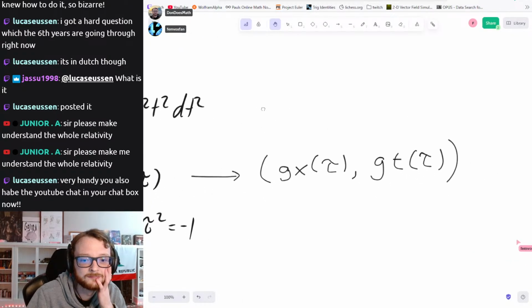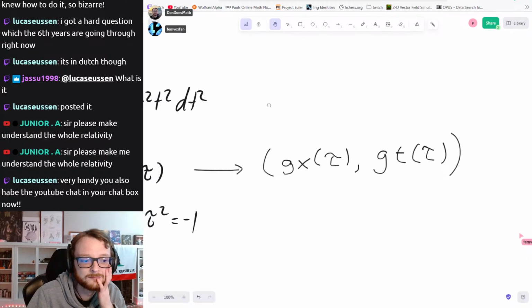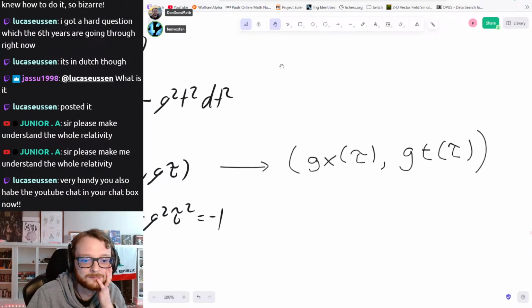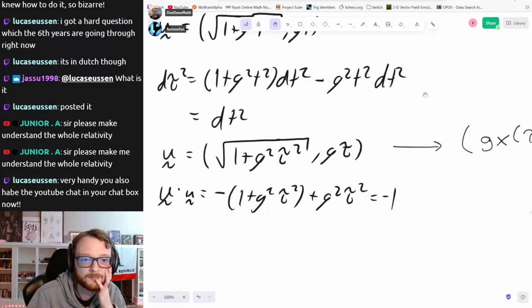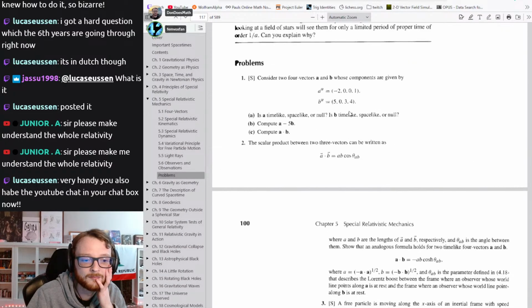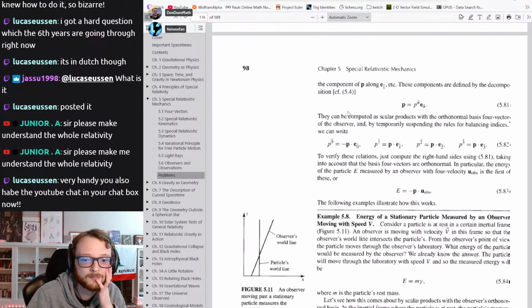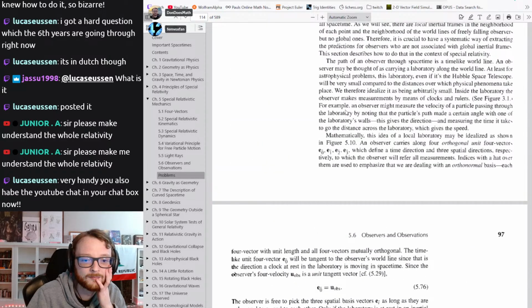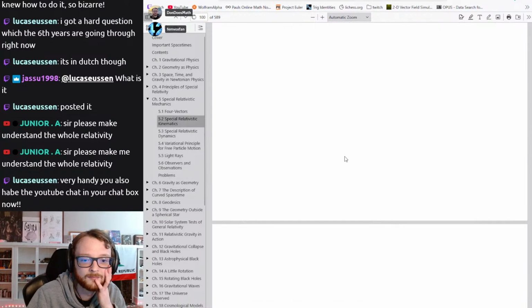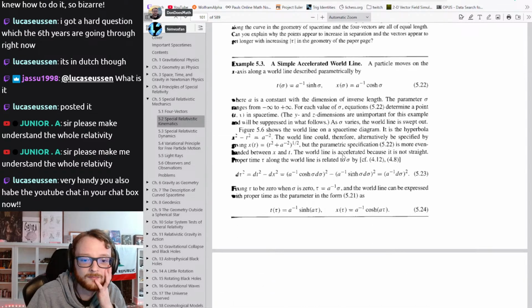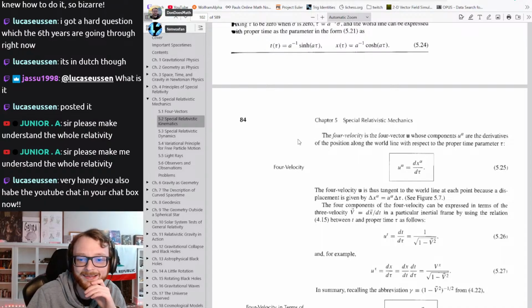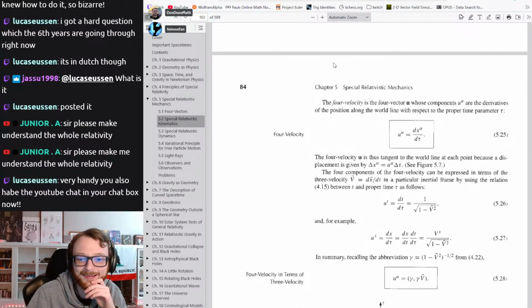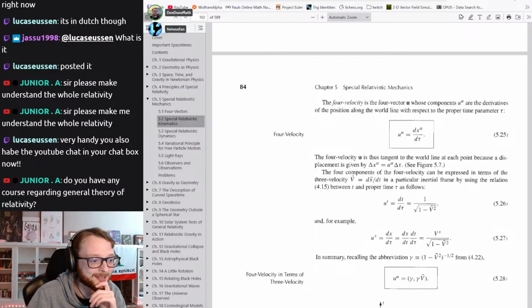Why does that seem backwards? I feel like the x is where the t should be and the t is where the x should be. Oh no, wait, this is velocity. Yeah, maybe it's right. I don't know. I think... yeah, I just don't know.